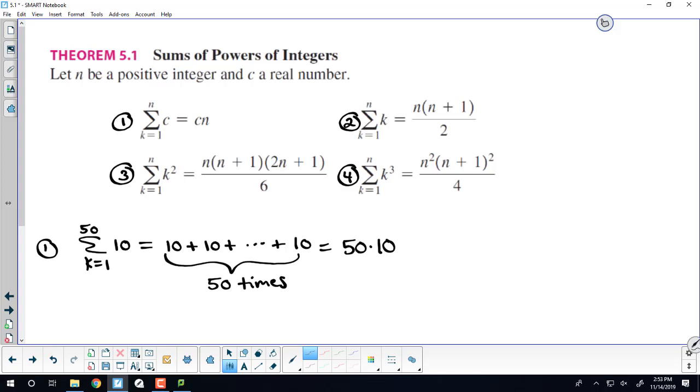The second one deals with just summing up the integers, the counting numbers. So 1 plus 2 plus 3 plus 4 plus 5, et cetera. That's the formula for that. Notice all these formulas depend on where we stop. All of them start at 1. That would change, but since they all start at 1, these formulas are in terms of where that sum actually stops.